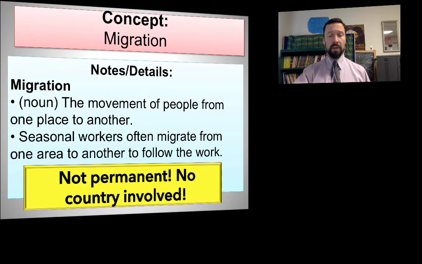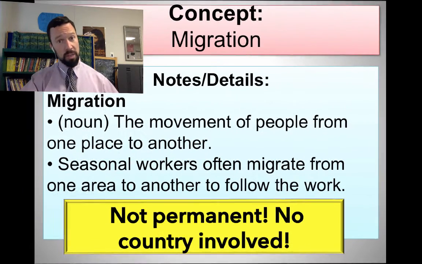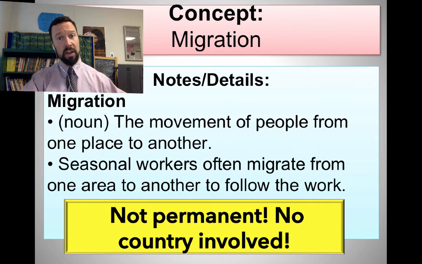Remember, it's not permanent. There's no country involved. They might be crossing borders in countries, but it's not about being in that country. It's about following the work. That's what a migrant does.